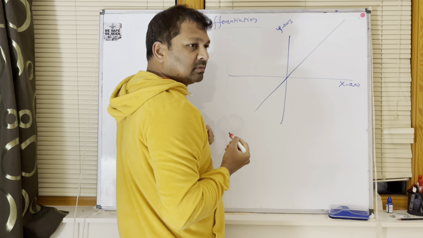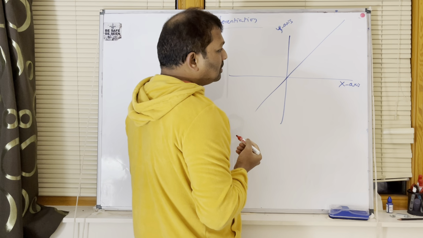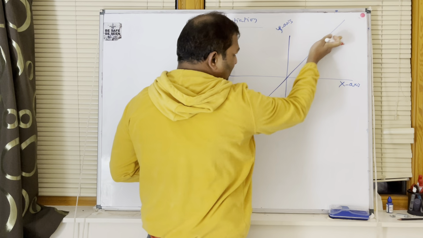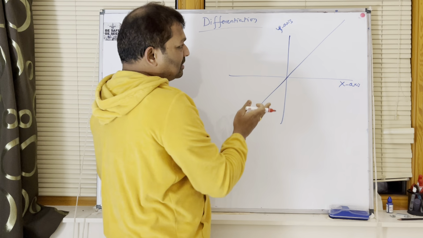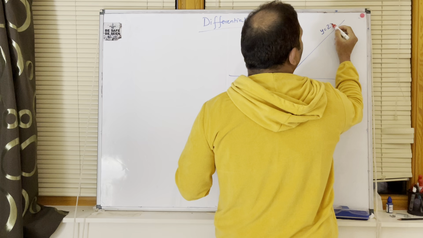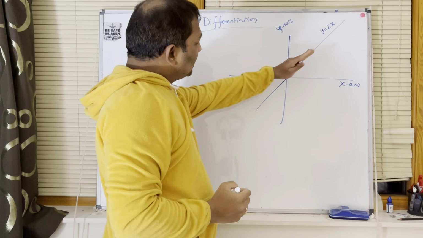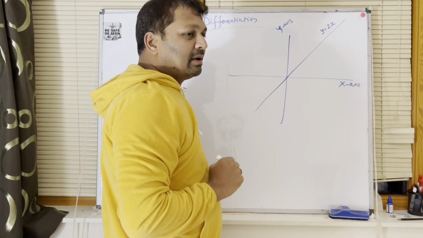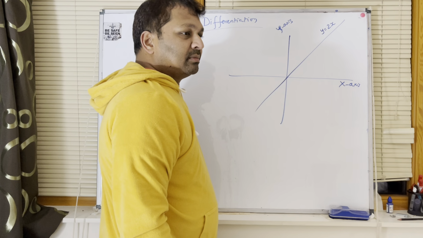Is the slope 1? No, it's not 1. If it is cutting x and y exactly at the middle, then y is equal to x. But this is tilted towards the y axis. It's very steep, inclined towards the y axis. That is why the slope is more than 1. So I've picked the slope as 2. Alright, so y is equal to 2x.